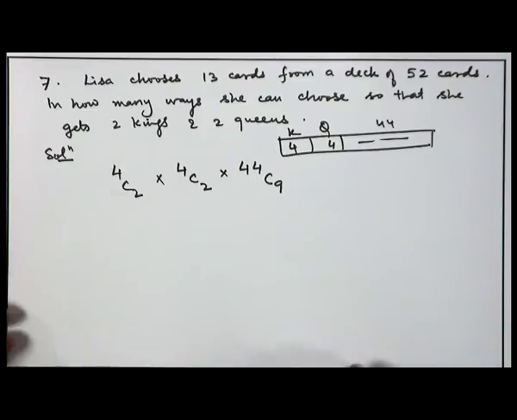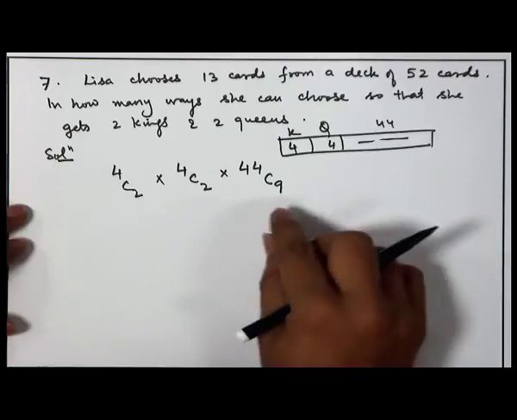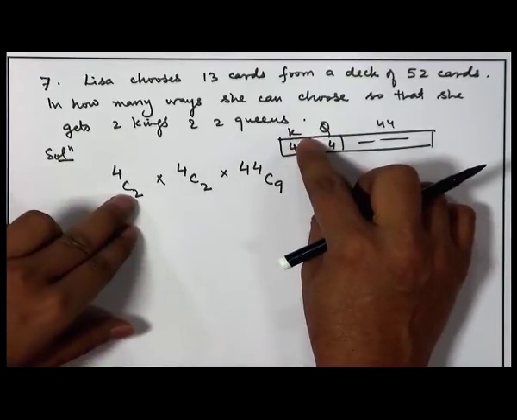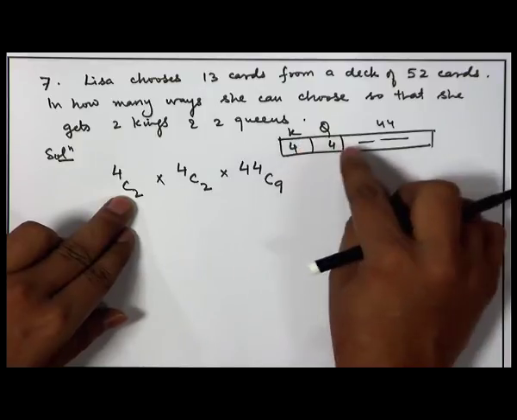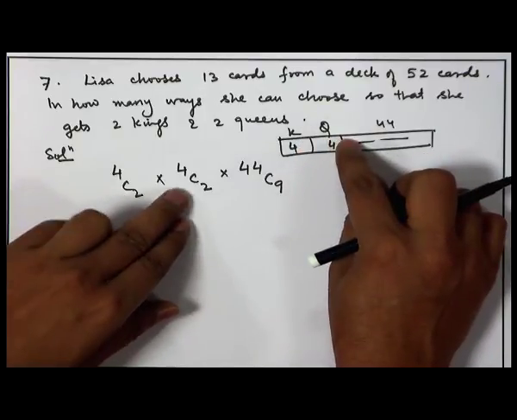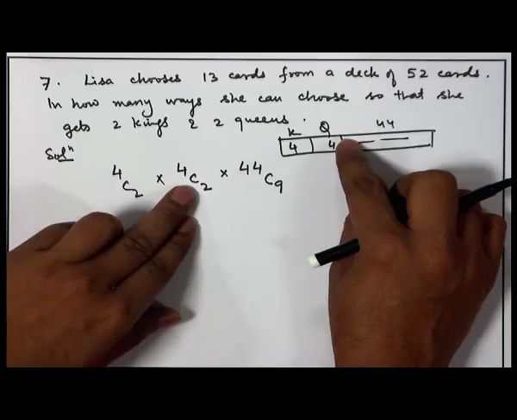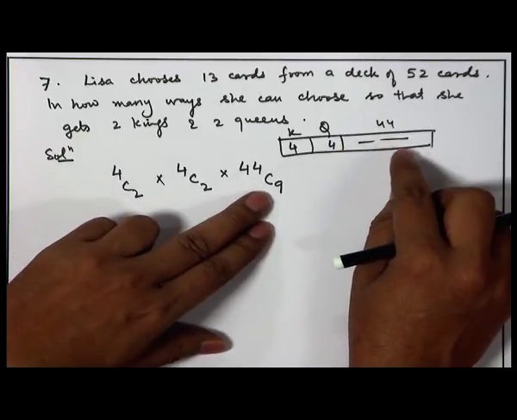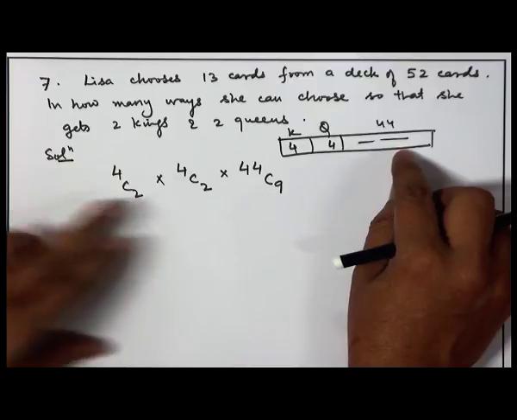So, this is a simple combination problem, because these are unordered arrangements. We have just counted straight away that there are 4 kings, so out of that 2 are chosen in 4 C 2 ways. There are 4 queens, out of that 2 are chosen in 4 C 2 ways, and out of the remaining 44 cards we choose 9 in 44 C 9 ways.